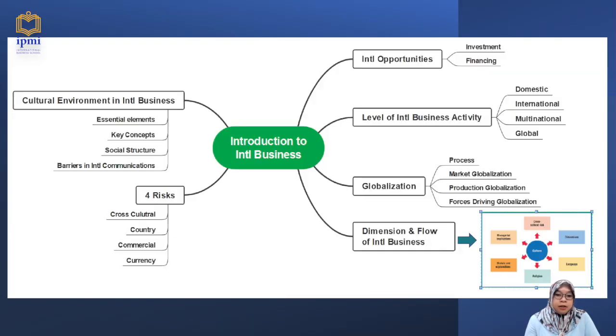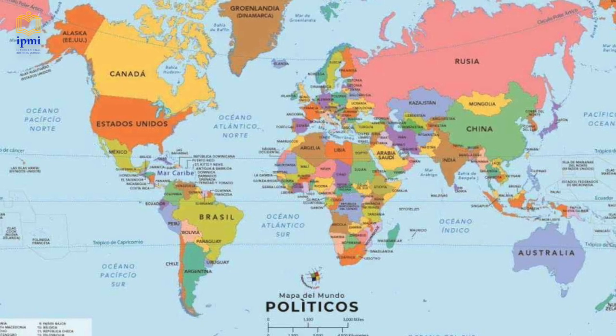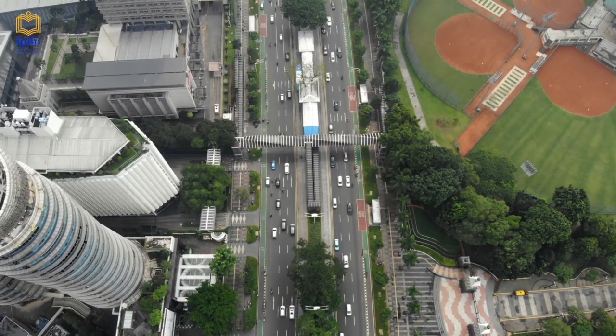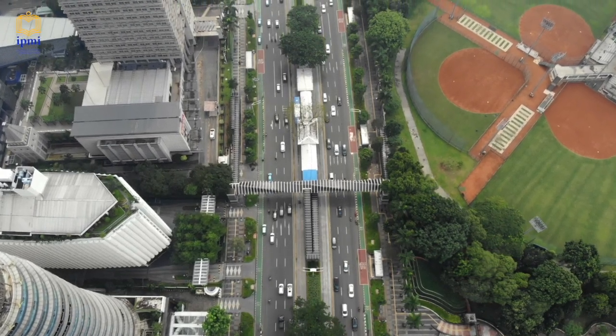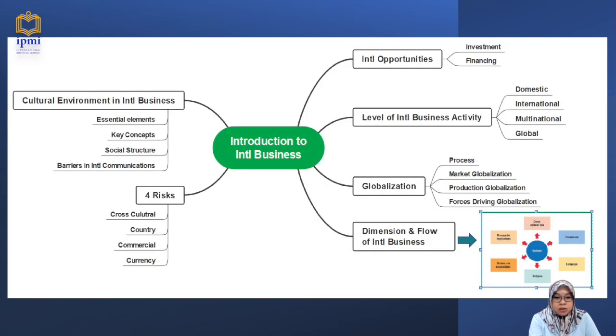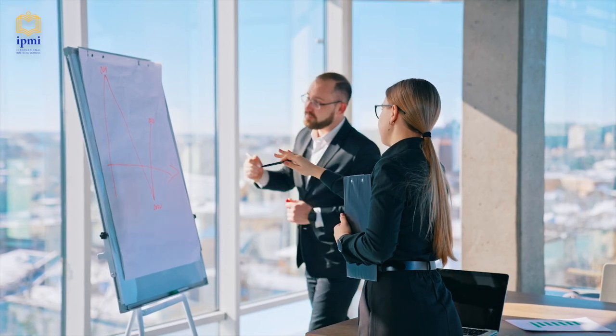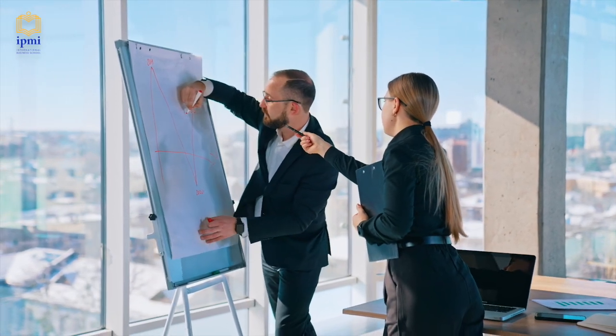Four levels of international activities are domestic, international, multinational, and global. International business activities can be categorized into those levels. Domestic companies operate solely in their home country, whereas international companies have operations in multiple countries. Multinational companies have a centralized management structure but have operations in several countries. Global companies, on the other hand, have a decentralized structure and operate in several countries with a high level of integration.